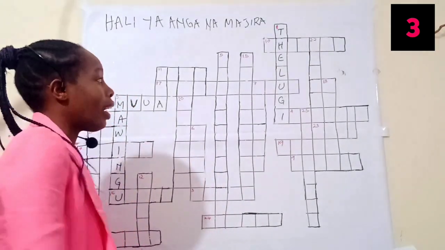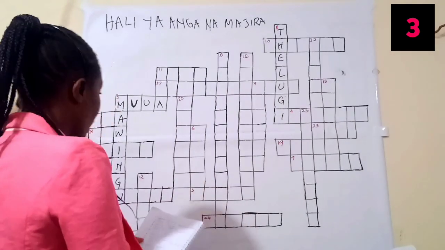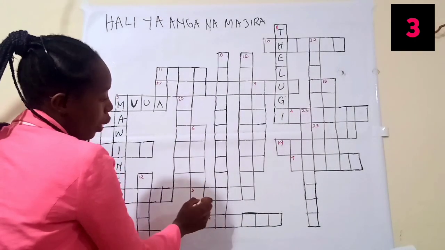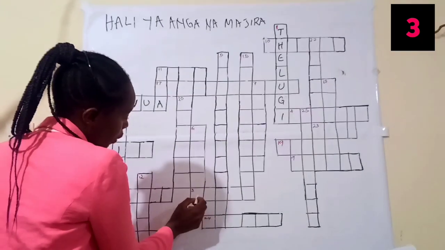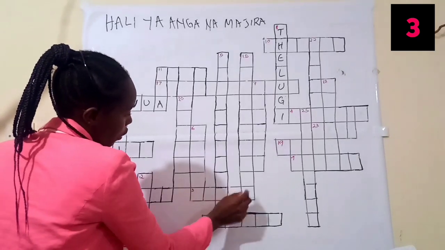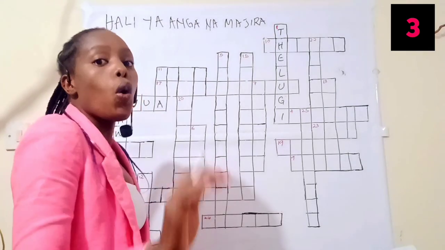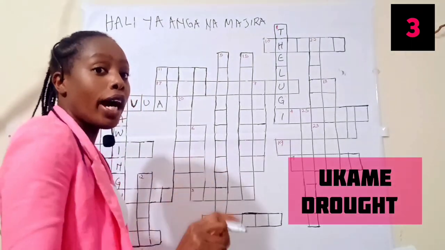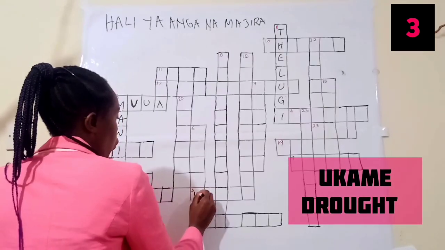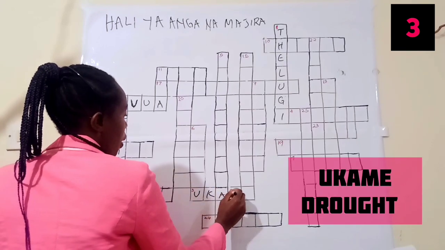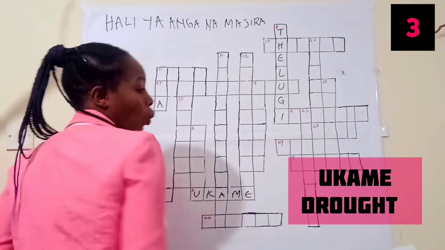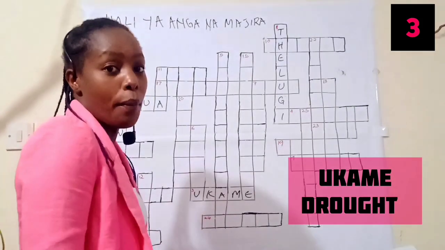Our third one is drought. Drought is number three. It's a five letter word. 1, 2, 3, 4, 5. What is drought in Swahili? Ukame. Ukame.